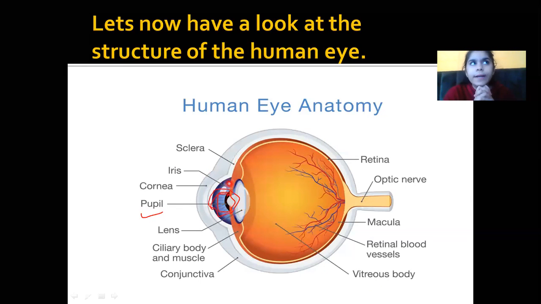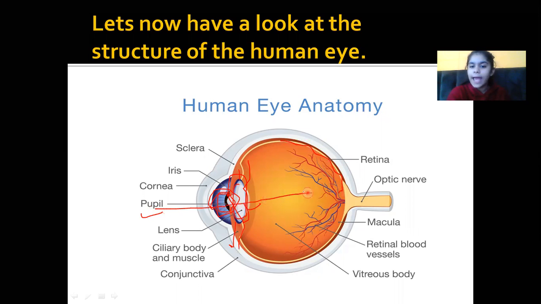Sometimes when you go from a dark room to a bright room, something happens to your eye, and you're not able to see everything properly. What is that? We will study it. Then your eye lens, which is a convex lens, is supported by the ciliary muscles, which hold the lens. Then this whole screen here is your retina.